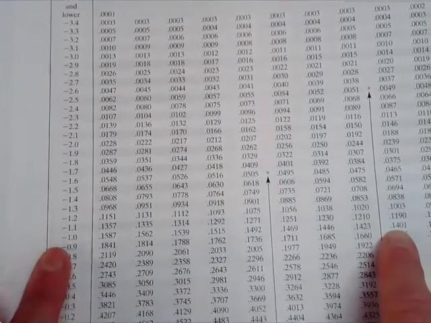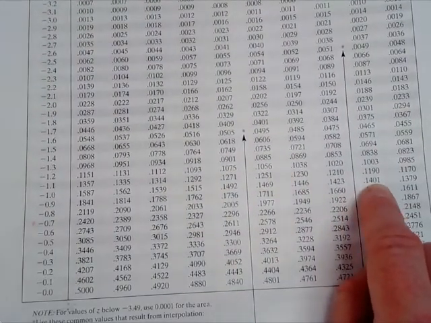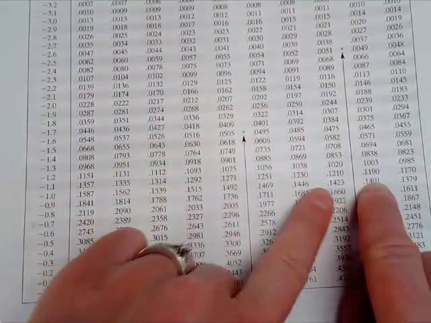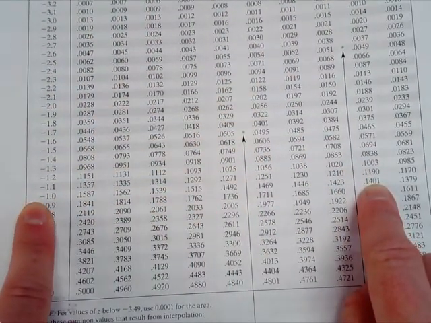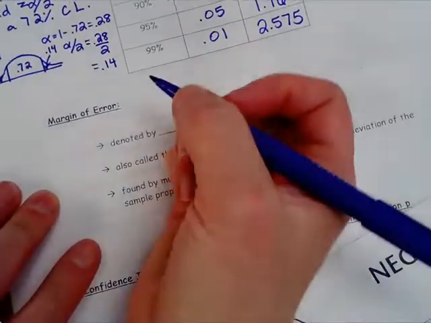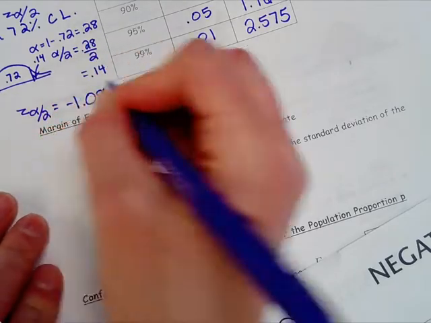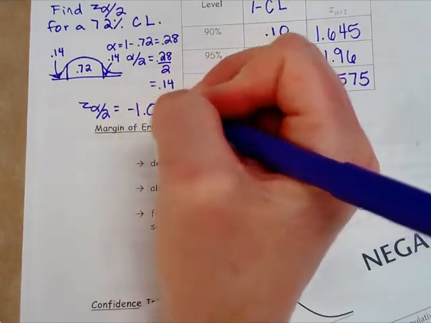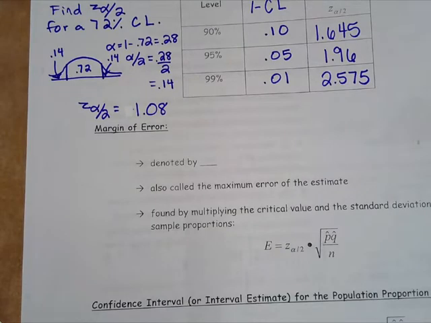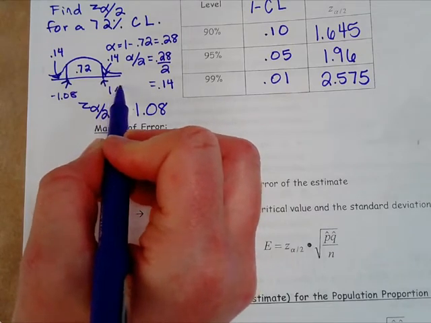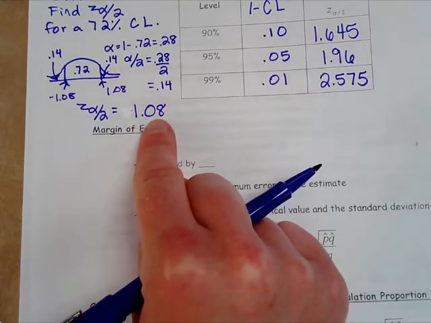So look in the area, 0.1401. That's probably the closest one. So when we're using the table, we're going to find our closest one. So that looks like it's at negative 1.08. So Z alpha over 2 is negative 1.08. Well, it's negative and positive. So let's just put positive. So this one's going to be negative 1.08, and this Z-score is going to be positive 1.08. So our critical value is 1.08.